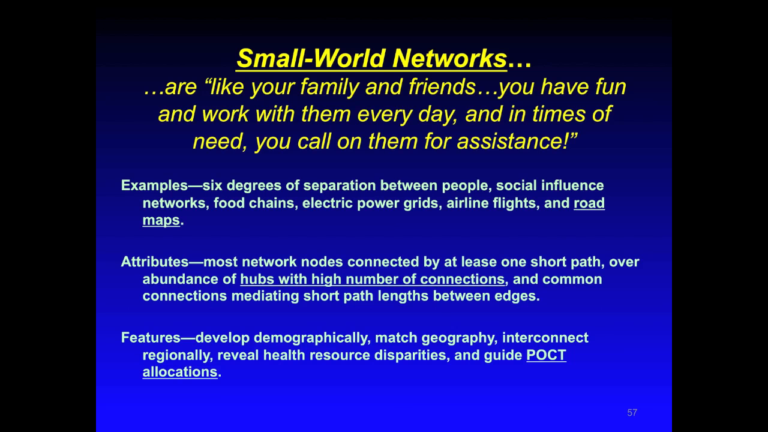Small world networks are defined in slide 57. They are like your family and friends. You have fun and work with them every day, and in times of need, you call on them for assistance. Common examples include 6 degrees of separation between people, social influence networks, and so on, such as roadmaps. Attributes of these networks include that they are connected by at least one short path. They have an overabundance of hubs with high numbers of connections and common connections mediating short path lengths between edges.